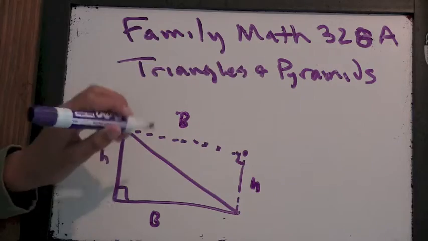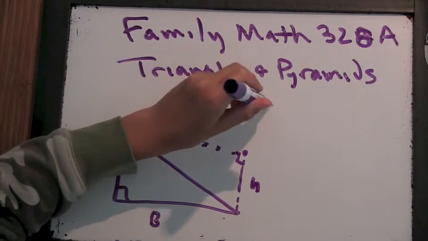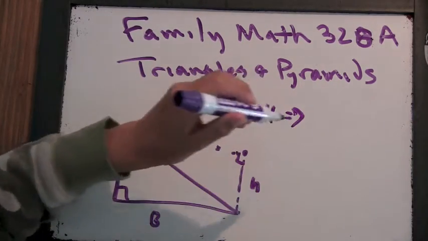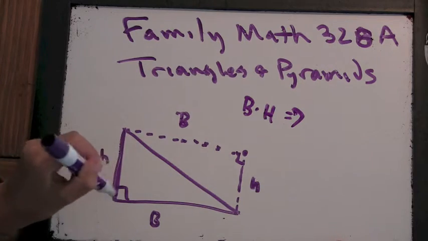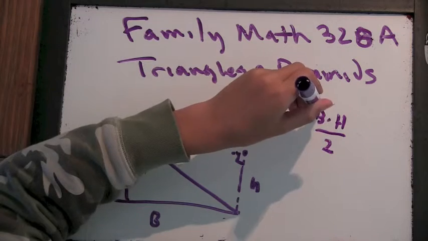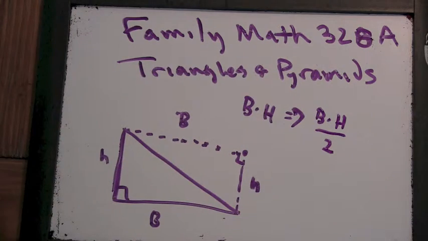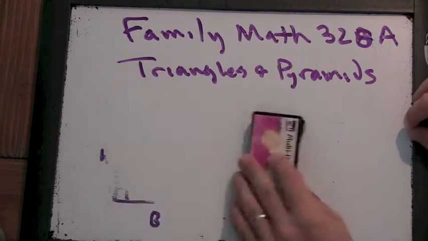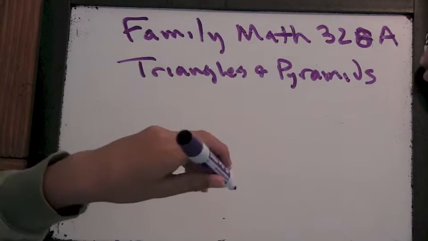So the area of this rectangle is base times height, which means the area of just this triangle would be base times height over 2, or 1/2 base times height. Interesting. Okay. So we know it works for a right triangle. That's a great observation. Does it work for a triangle in general?